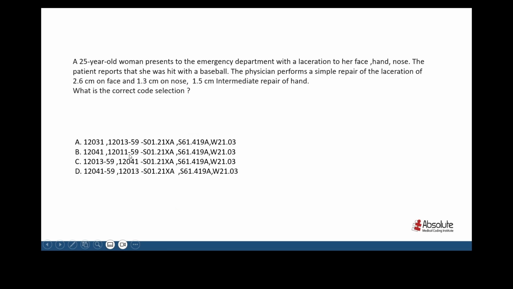Your options are option A: 12031, 12013 59 modifier, S01.21XA, S61.419A, and W23.21.03. All the diagnoses are the same, so I will just read the CPT. Option B: 12041, 12011 59 modifier. Option C: 12013 59 modifier 12041. Option D: 12041 59 modifier 12013.